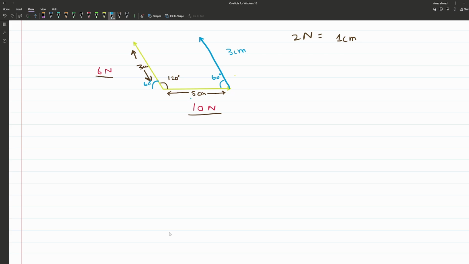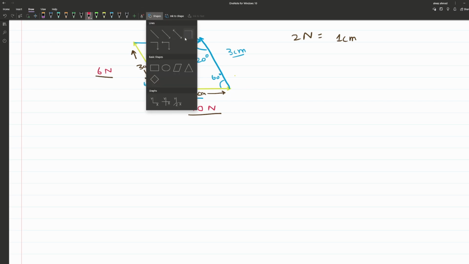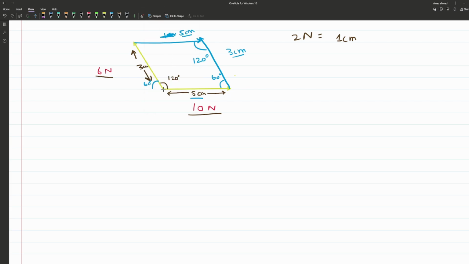Next we're going to copy the 5 centimeter vector and join it with the 3 centimeter one. This is going to be 5 centimeters, and to check if you've got it right, check the angle between the 5 centimeter and the 3 centimeter vector here, and ensure that it is 120 degrees, because it should be identical to your own original vectors. The last step is to make a diagonal. So we're going to make a diagonal, and this diagonal is going to be our resultant force.